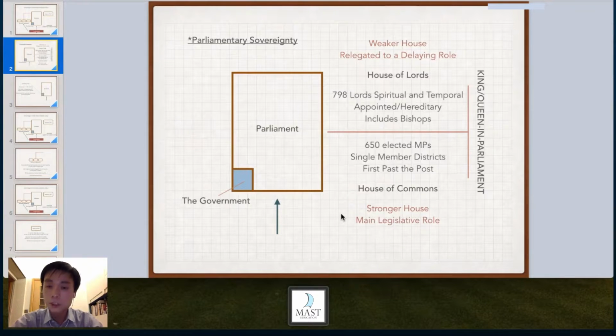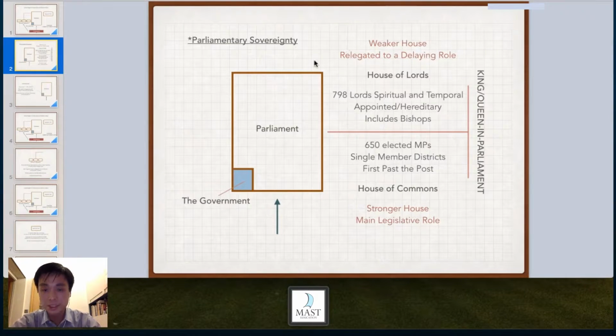And so it is composed of 650 elected MPs from single member districts. So the UK is carved into many different constituencies, and each constituency elects one member of parliament every 5 years. And MPs stand for members of parliament. And the electoral system is a first past the post system, meaning that the person with the highest number of votes wins. So you don't need a majority, there's no sort of proportional representation, it's just the highest number of votes. That's the House of Commons.